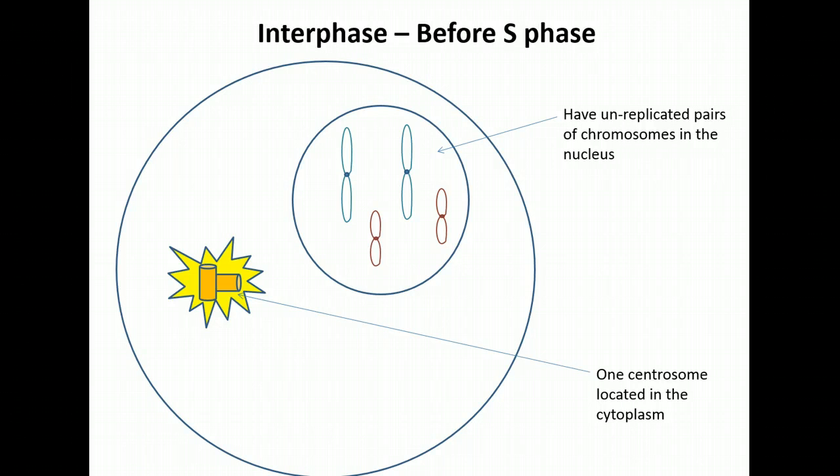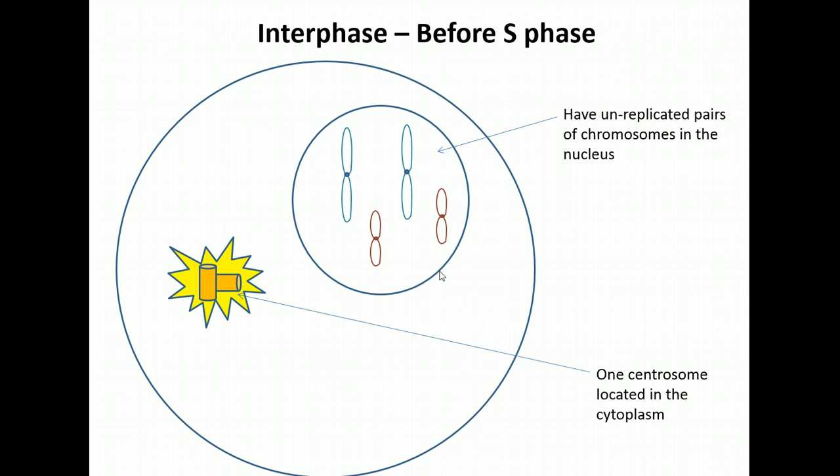Okay, so let's take a quick moment to look at interphase. We're not going to spend a whole lot of time here, but if you recall, I said in interphase, we have G1, S, and G2 phases. So before the S phase of interphase, this is what our cell looks like. And obviously there's all kinds of other stuff going on here. But we have in our nucleus, let's see, we have 4 chromosomes right now.